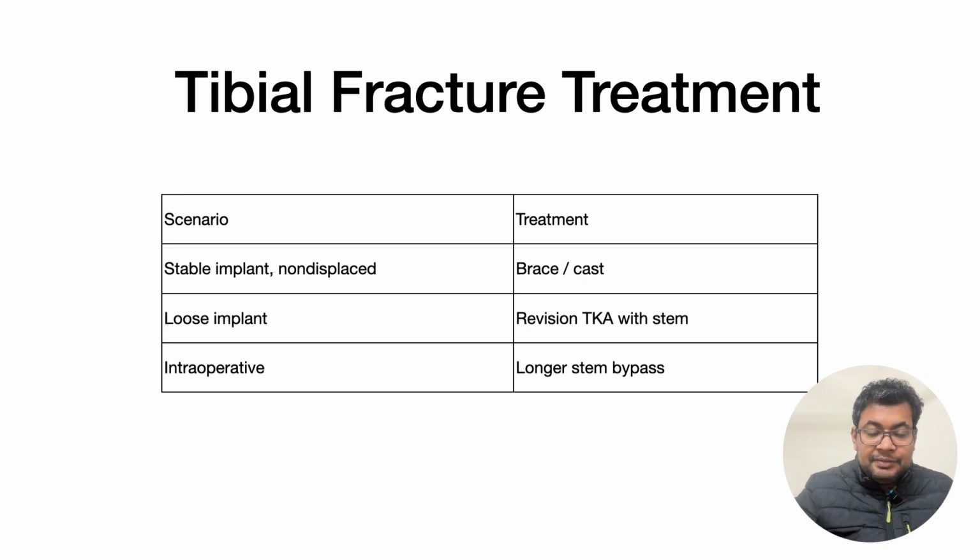And if the fracture is intraoperative, then we will prefer using a longer stem and bypass the fracture site in the tibia. And if the fracture is displaced and it is a stable implant, then we can go for open reduction and internal fixation of the fracture.